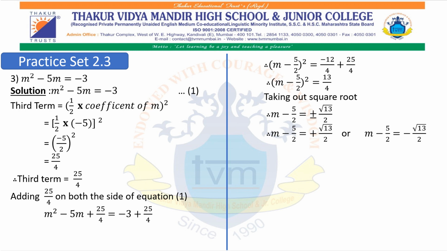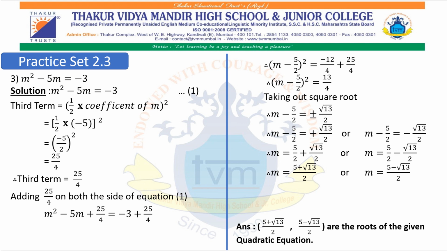From both the equation, minus 5 upon 2 will be shifted to the right hand side. It will be written as m equals to 5 upon 2 plus root 13 upon 2 or m equals to 5 upon 2 minus root 13 upon 2. In both the case, denominators are same, so we can give a common denominator, which will further be written as m equals to 5 plus root 13 upon 2 or m equals to 5 minus root 13 upon 2. Therefore our final answer will be 5 plus root 13 upon 2 or 5 minus root 13 upon 2 are the roots of the given quadratic equation.